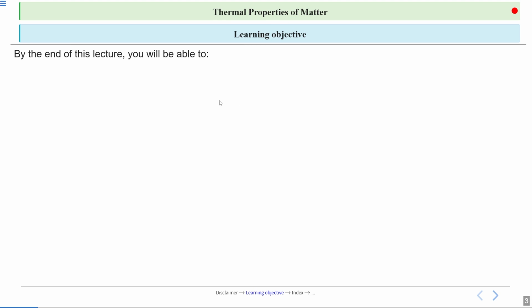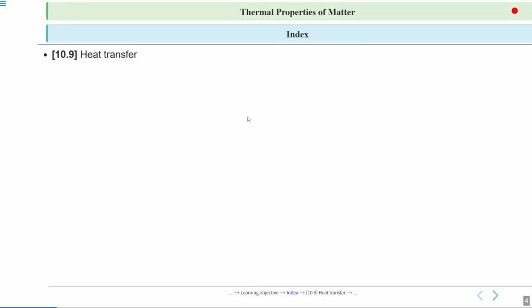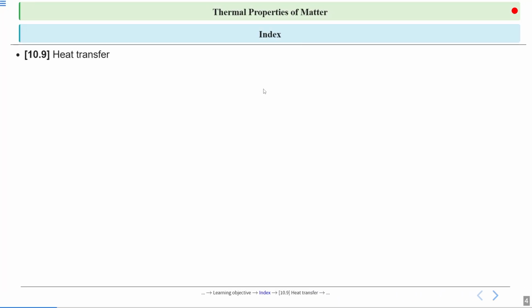Learning objectives. By the end of this lecture you will be able to understand the concepts of conduction and thermal conductivity. In today's lecture we will cover first 10.9 heat transfer, then 10.9.1 conduction. After that, we will solve an example 10.6.